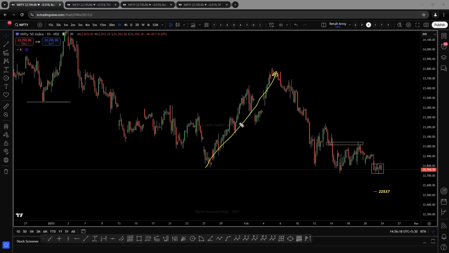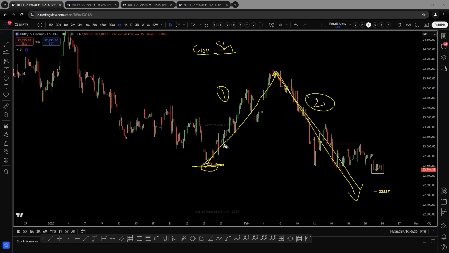Then what did I tell you? I am waiting for this swing low to break. If this swing low breaks, what is the first step? Cover the shorts, right? Then this swing low has to break again. Why? Because this will confirm the first stage completed. The second stage is the trap move.